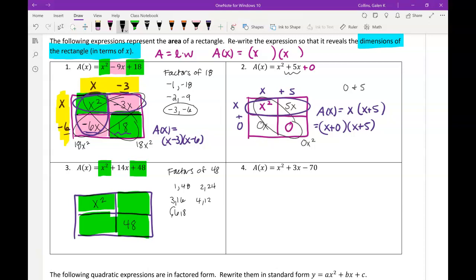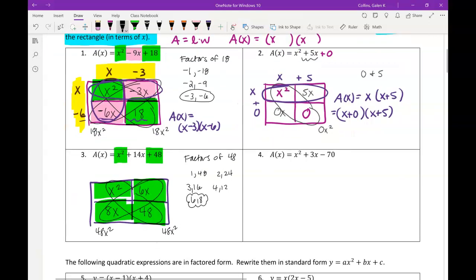But when we think which of those has a sum of 14, that's going to be our 6 and our 8. So we know we have 6x and 8x in our boxes. So again, if we double check diagonally, our product is 48x squared. Diagonally this way, our product is 48x squared. So that always has to be the case.